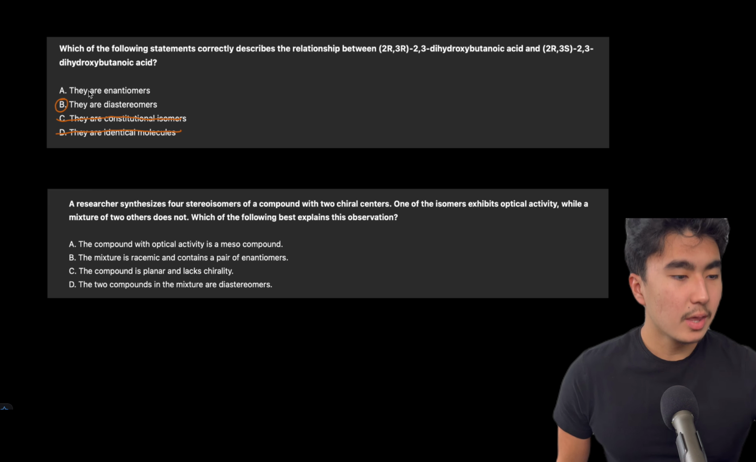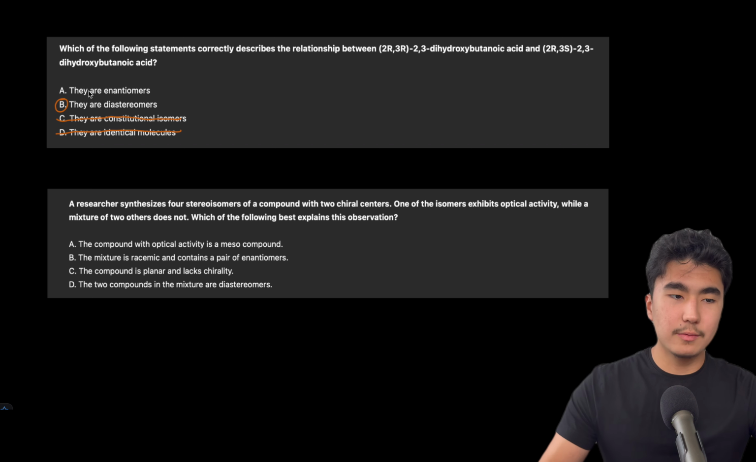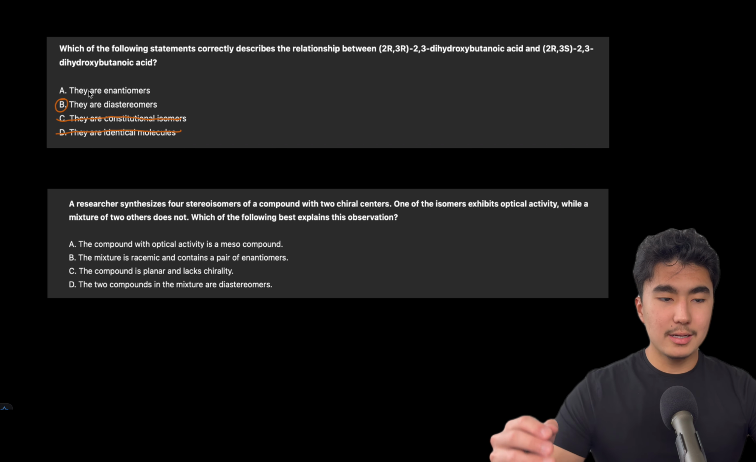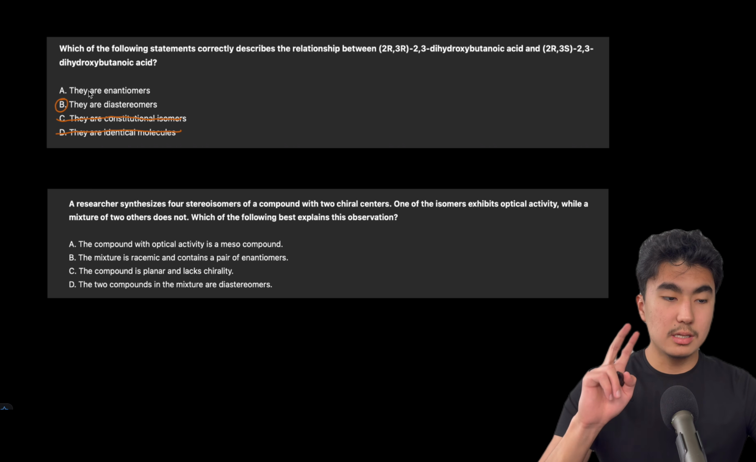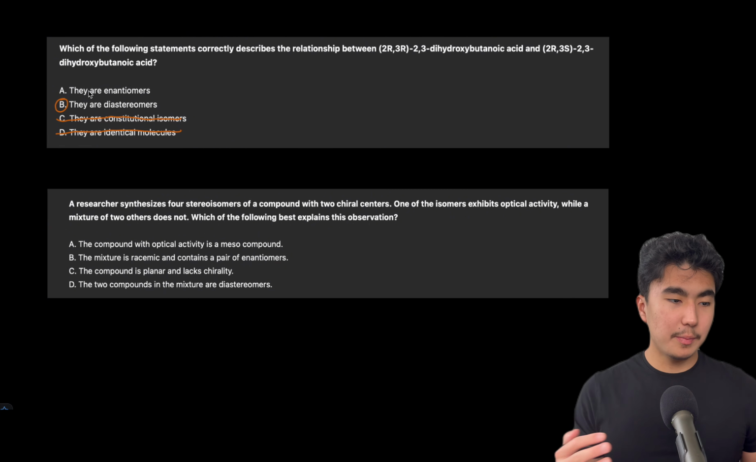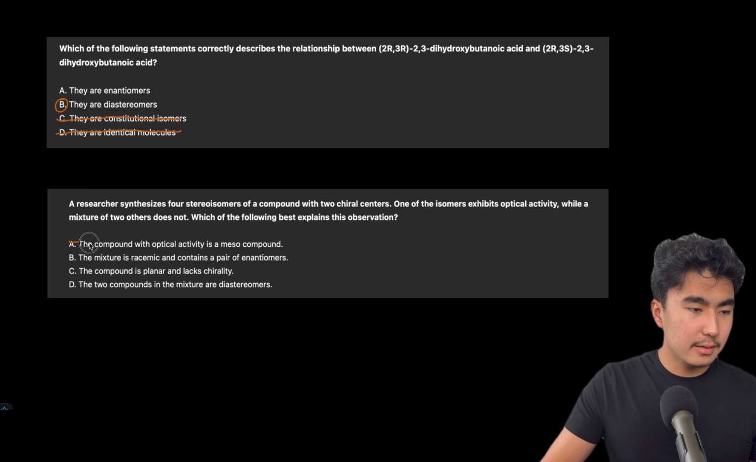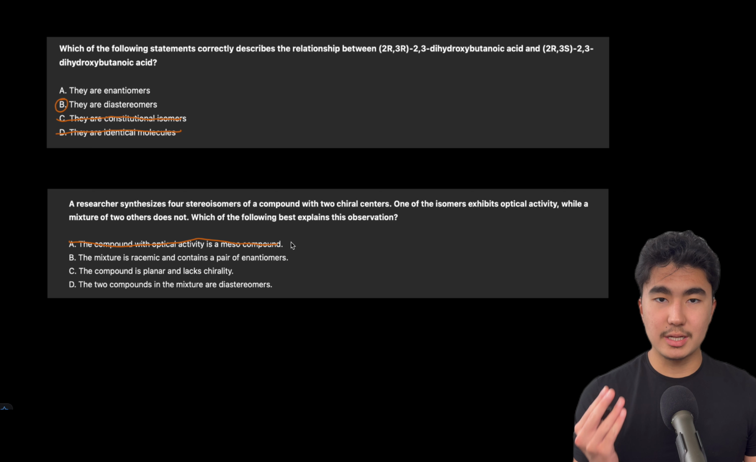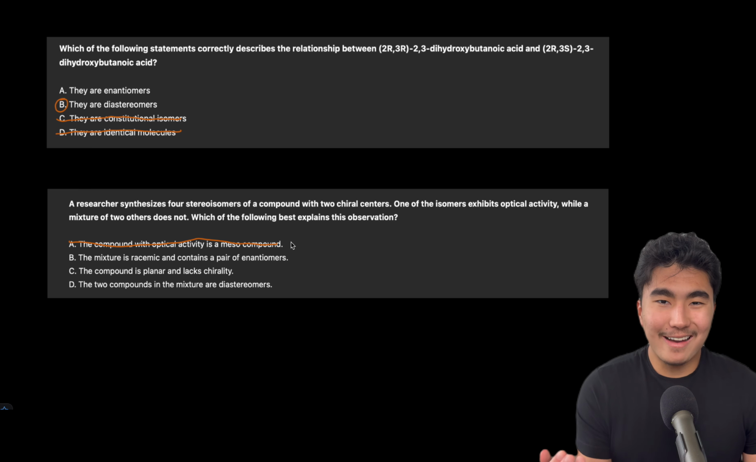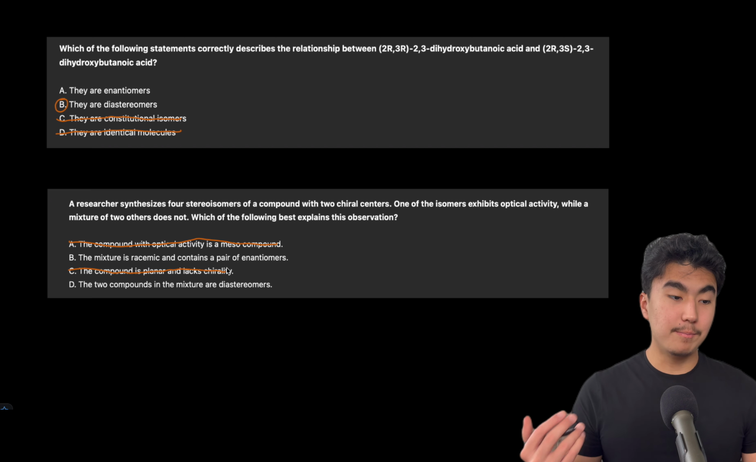Now, number 2, it says a researcher synthesized 4 stereoisomers of a compound with 2 chiral centers. So 2^n, which is 2^2, creates 4. Of the isomers, one of the isomers exhibits optical activity while a mixture of 2 does not. All right, so what do we know about optically active compounds? We know that they have no symmetry, so this excludes meso compounds. So we know that A is totally wrong. Now, since it says one of our isomers exhibits optical activity, that means we have chirality. So C is out of the question because it says there is no chirality. Now it's either B or D.